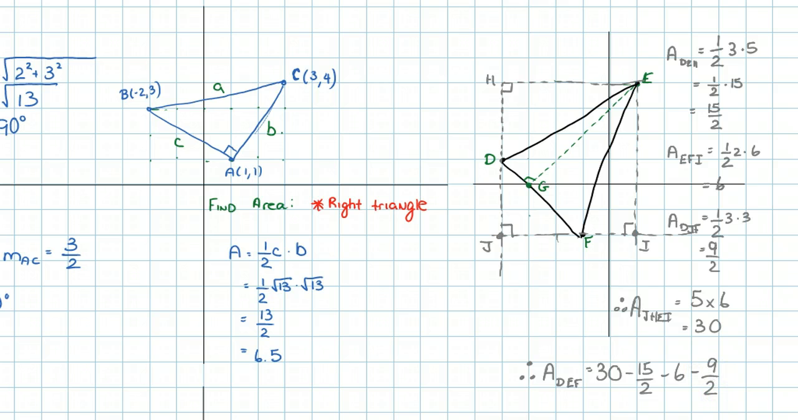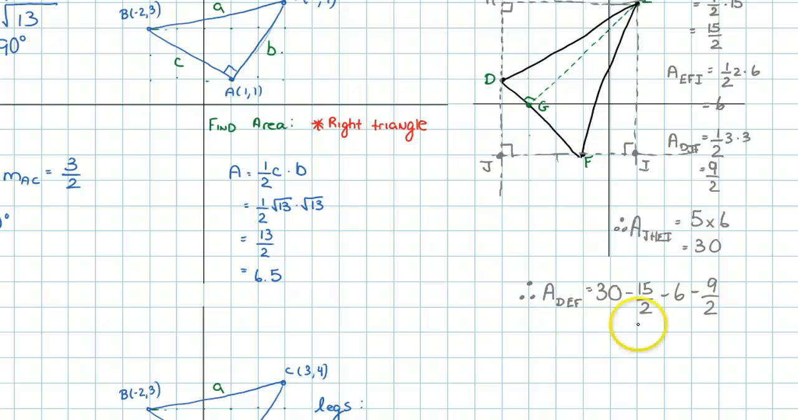And of course, then we can just do a little bit of algebra here. So 30 minus 15 over 2 is going to be 7.5, minus 6, minus 9 over 2 is going to be 4.5. So that's going to give me 30 minus 18, which is going to give me 12. And so that's going to be 12 units squared.